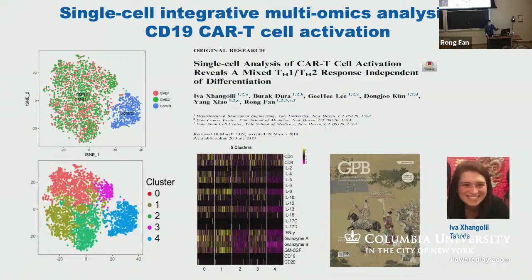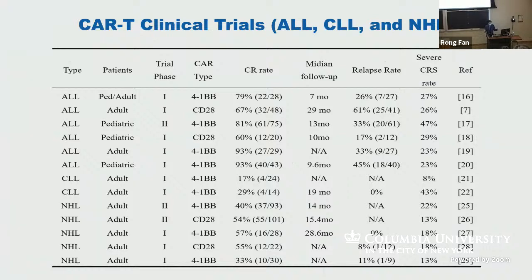So in this paper we show results from just healthy donor-derived CAR T cells, and then we try to ask whether or not the polyfunctionality of those CAR T cells really predicts the clinical response. The clinical trial we participate in is ALL. If you look at all the clinical trials of CAR T immunotherapy in ALL, acute lymphoblastic leukemia, and chronic lymphoblastic leukemia and non-Hodgkin's lymphoma.